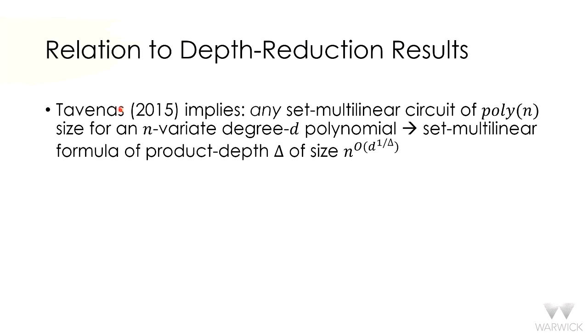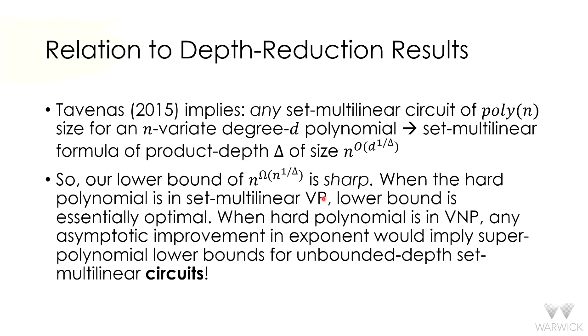And so Sebastian, building on some prior works, has a result which shows that any poly-sized circuit computing an n-variate degree d polynomial can be set multilinearized. Sorry, it can be squashed down to a product depth delta set multilinear polynomial of this size. Right, so notice that this is the exact same expression that we have in our lower bounds. So what this means is that our lower bounds are super strong, and in fact they're sharp.